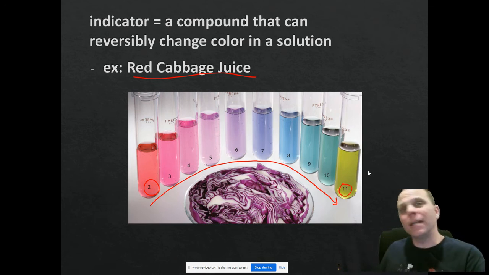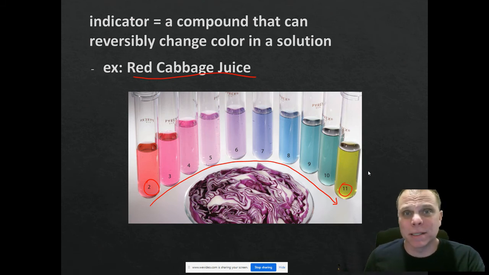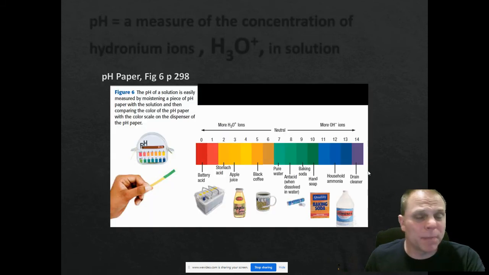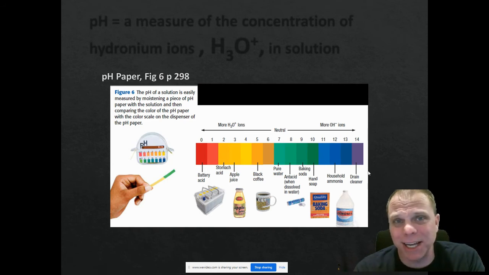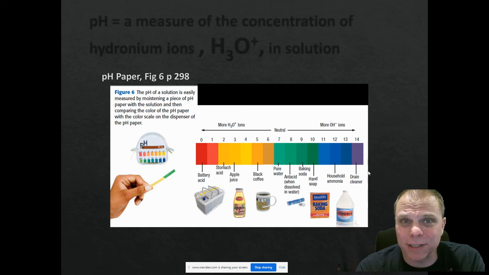Now, when you see an indicator like a litmus paper, basically the concept is pretty much the same. With litmus paper, you're just dealing with a chemical that will change from one color to the next, and it doesn't have this variety. But pH paper can actually have a whole realm of different colors that it changes based upon the pH of the solution that you put it into.